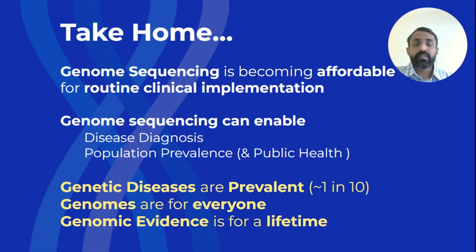Many of the genetic diseases are indeed very prevalent. In fact, 1 in 10 individuals who are apparently normal do have a genetic disease. Many of us do not diagnose it very early on, do not act upon it very early on, but nevertheless, they would manifest throughout our lives. And therefore, genomes are for everyone. Genomes are not just for patients with rare genetic diseases. Genomes are not just for patients with cancer. Genomes are for everyone. And therefore, genomic sequence is also for a lifetime because a genome is constant from the day you're born to the day you're dead.